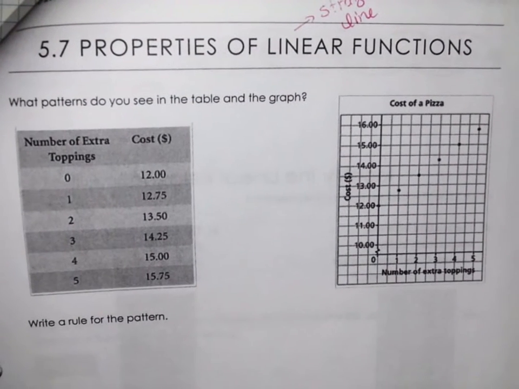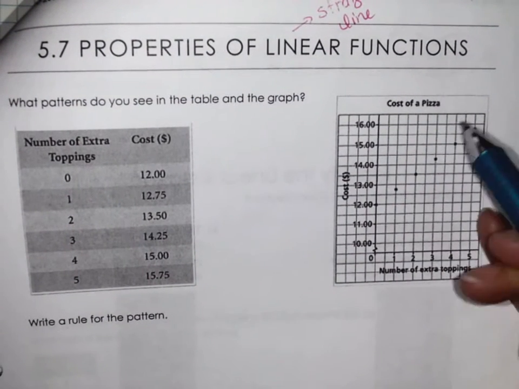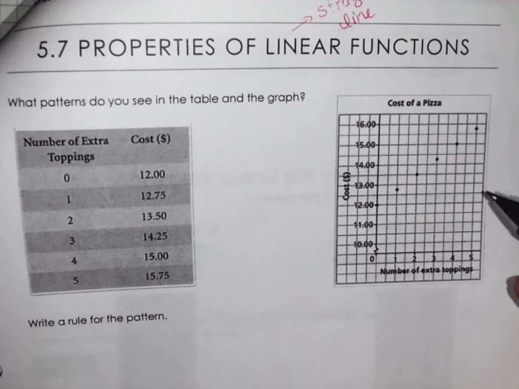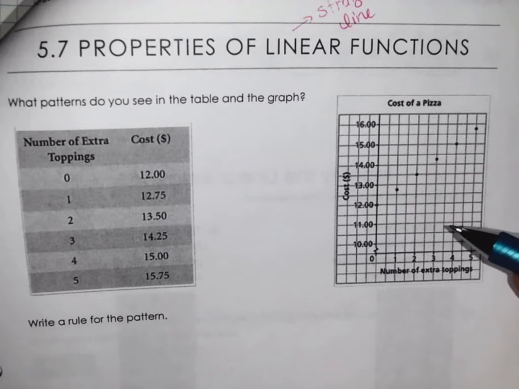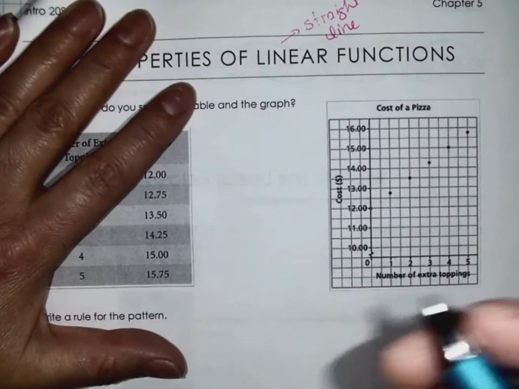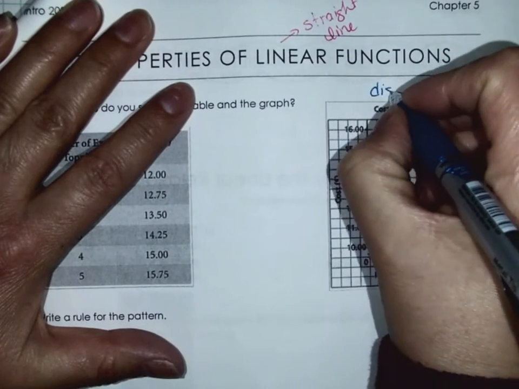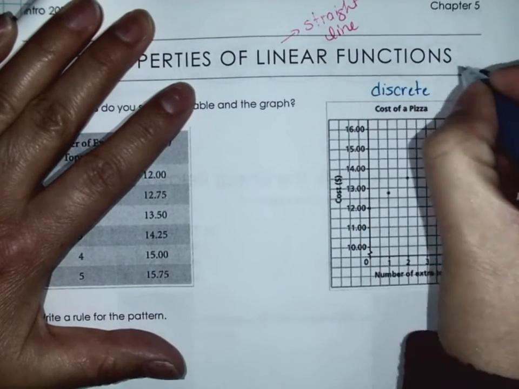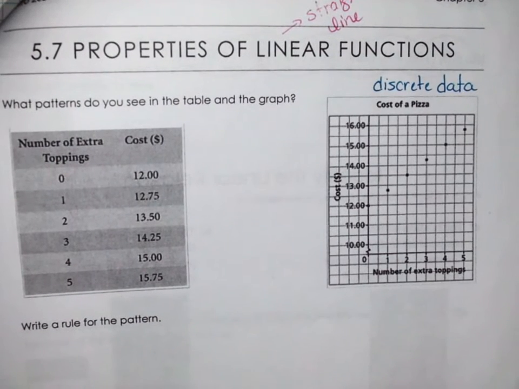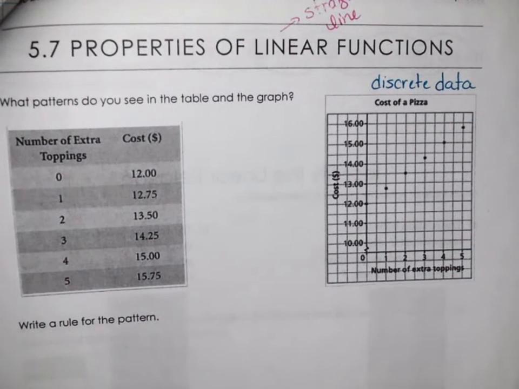Okay, so when I'm looking at this, if we look at the cost of pizza, what type of data is this if they're not connected? What's that called? Rahat? It is called discrete data. Okay. So I'm just repeating this so that we remember. Discrete data is when we don't connect the points.